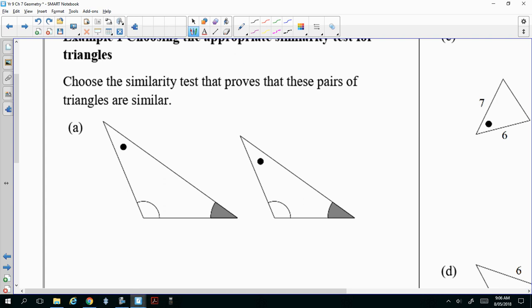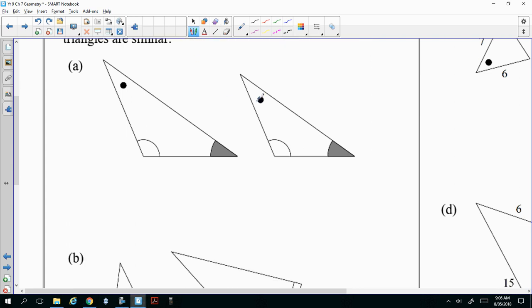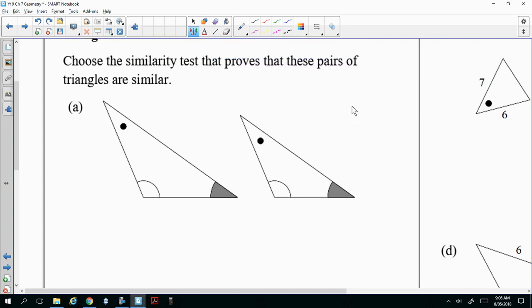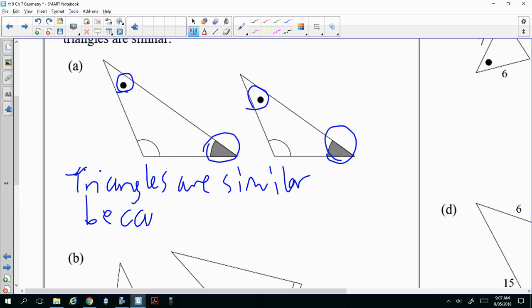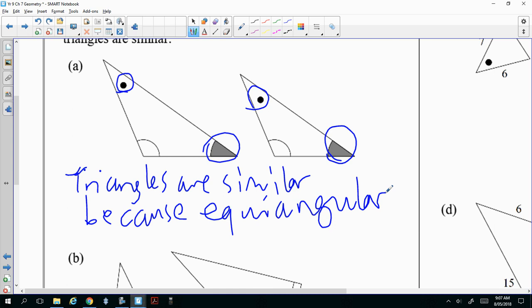The equiangular test, because all 3 angles are equal. In fact, only 2 are required. So you say the triangles are similar because equiangular. The key word is equiangular.